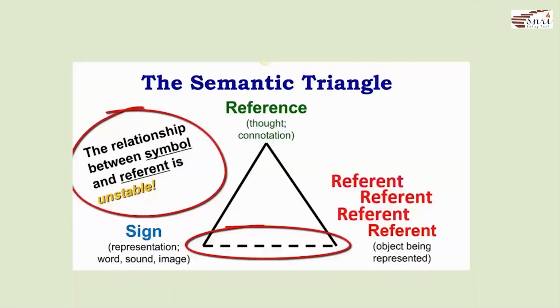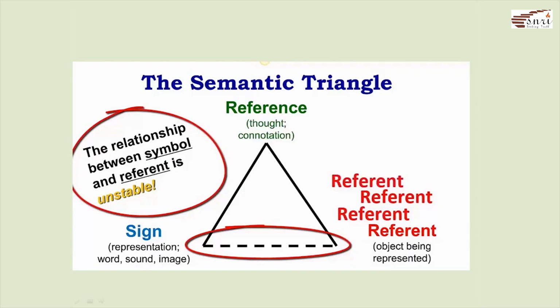Now, together with his British colleague, C.K. Ogden, Richards also created a semantic triangle to show the indirect relationship between symbols and their supposed reference. If you take a look at this triangle, we will see that there are three basic elements. First, you have the reference, which basically refers to the thought or connotation. You then have the sign, which basically is a representation. It could be a word, a sound, or an image. And then you have a referent, that is the object being represented.